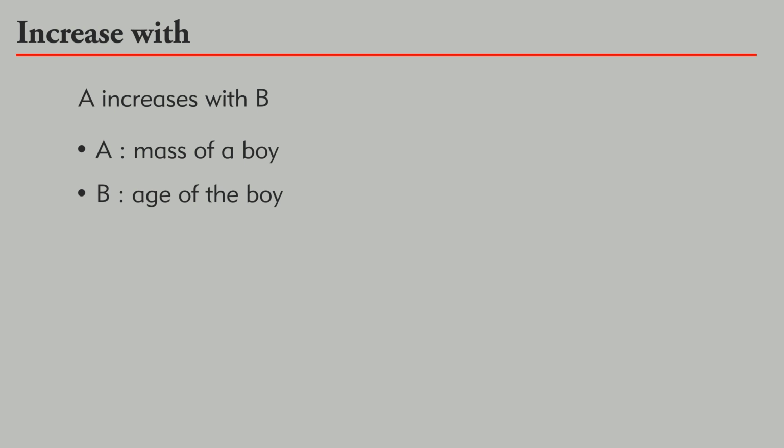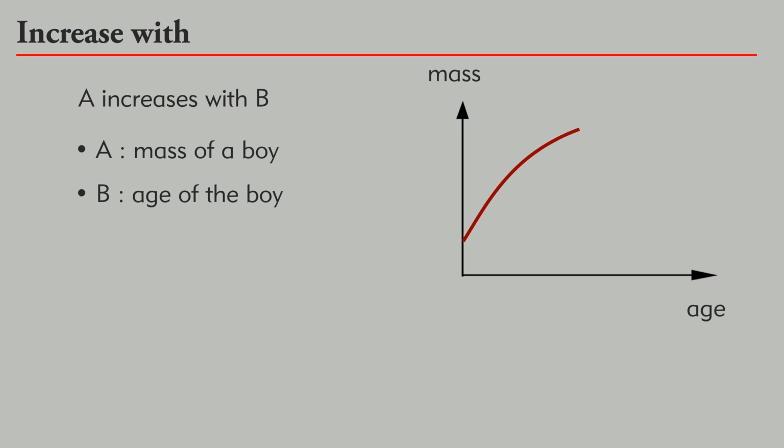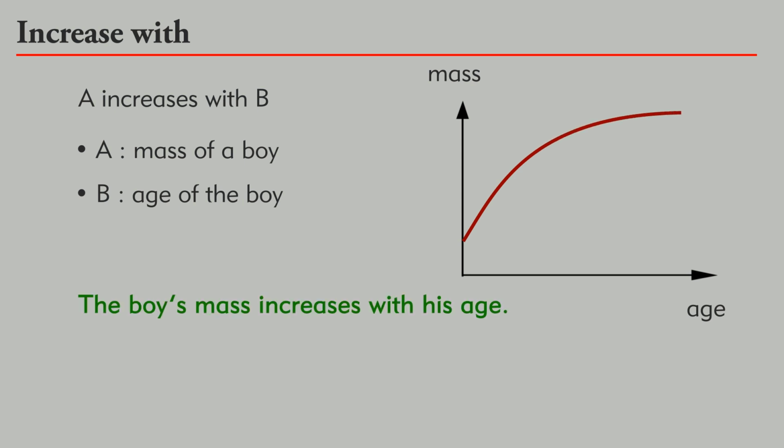Let's consider the relationship between the mass of a boy and his age. Before becoming an adult, the mass of the boy increases as he gets older. We say that the boy's mass increases with his age. The relationship is not linear, and there is no equation to represent this relationship.